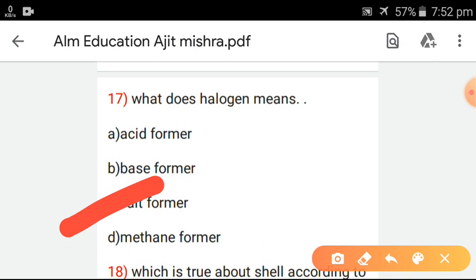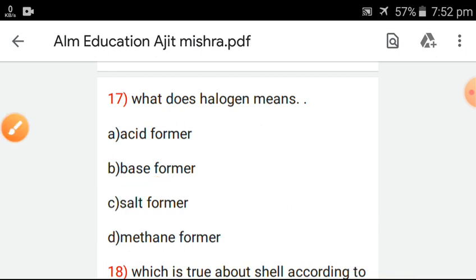If we talk about the properties of halogen elements, they are colored nonmetals. Their melting point and boiling point increase moving down the group, and they are good oxidizing agents because they are nonmetals. Next question, question number 18.